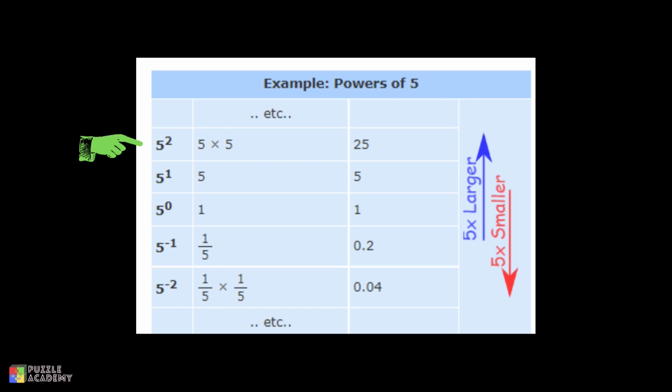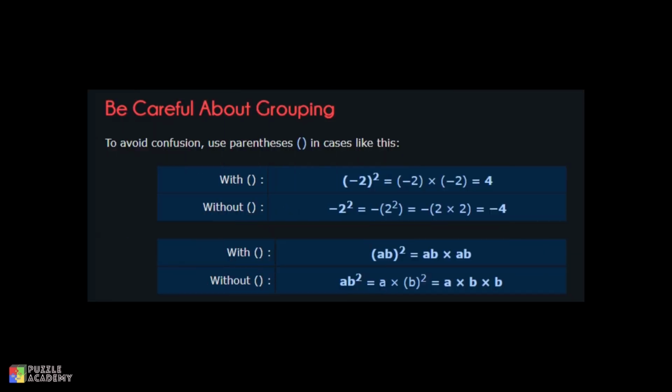For example, powers of 5. 5 squared, that is 5 times 5, that is 25. 5 raised to 1, the answer must be itself. 5 raised to 0, the answer is 1. 5 raised to negative 1, the answer would be 1 over 5. And 5 raised to negative 2, the answer would be 1 over 5 times 1 over 5, and etc.